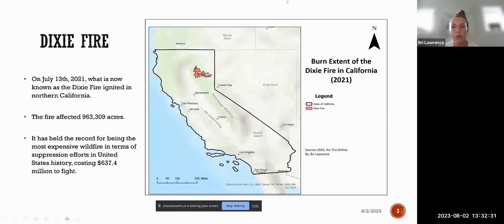Here's an overview of the Dixie Fire. The burn extent itself is shaded in dark red, and it started on July 13th, 2021, in Northern California. It affected 963,309 acres, and it has held the record for being the most expensive wildfire in terms of suppression efforts, probably because it took a little over 3 months just to suppress it. The total was 637 million to fight it.